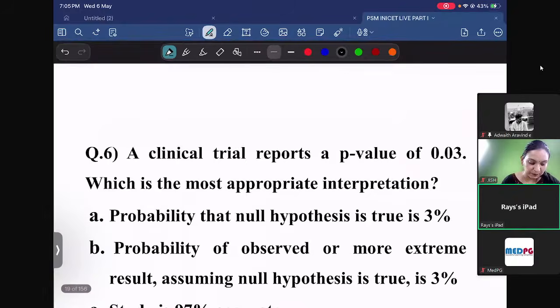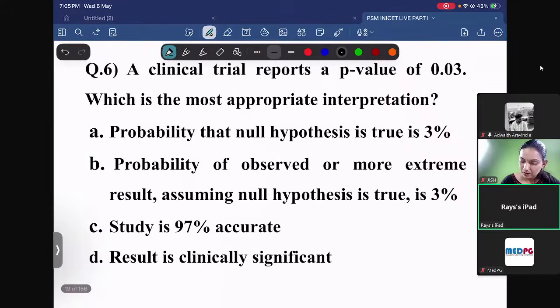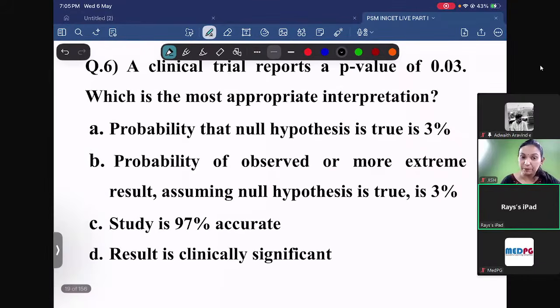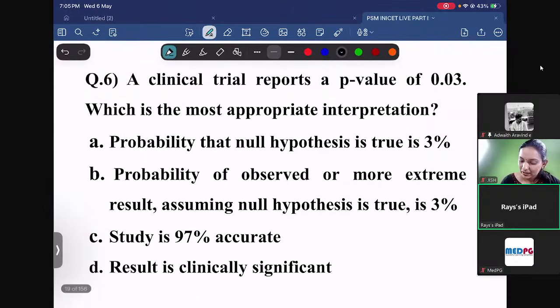Now moving on to the next question. So this is about your p-value. A clinical trial reports a p-value of 0.03. Okay. Which is the most appropriate interpretation? So you have done a clinical trial, the p-value is given as 0.03. Now, which is the correct interpretation is what is being asked.